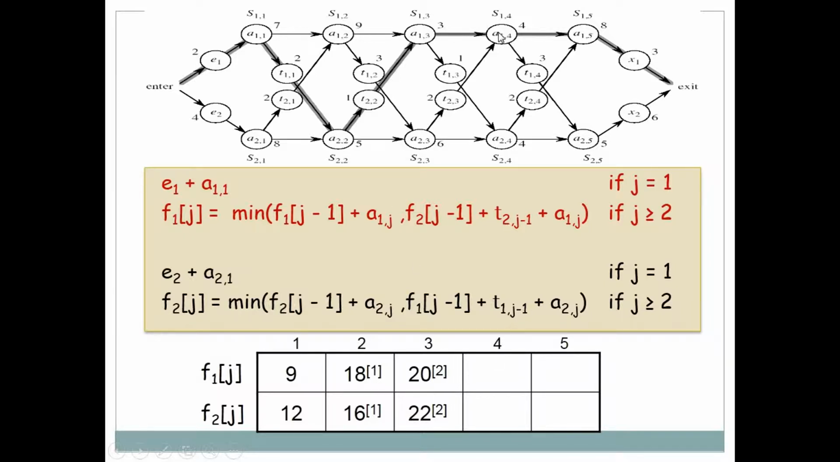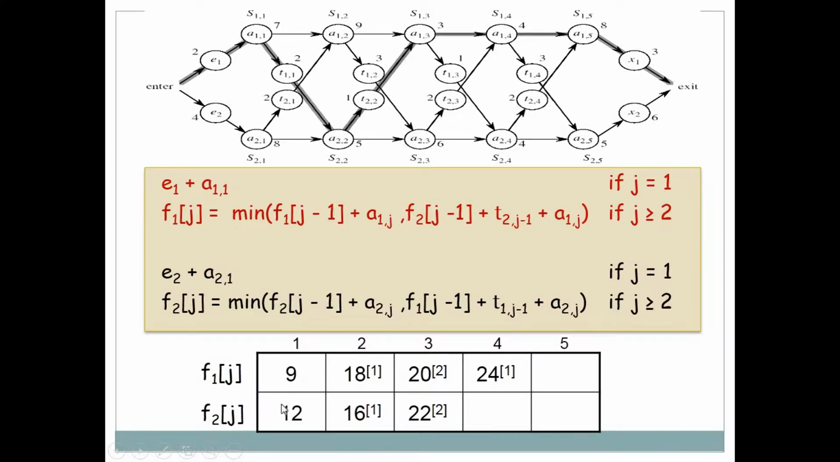Okay, now let's check for j is equal to 4 for assembly line 1. First is f1 j minus 1 means 20 plus a1j, 20 plus 4 is equal to 24. And another thing is f2 j minus 1 means our 22 plus t2 j minus 1 means 22 plus 2 is 24, plus a1j means 4. So 22 plus 2 is 24, plus 4 is equal to 28. So the minimum is 24. So we will consider 24, and it comes from assembly line 1.